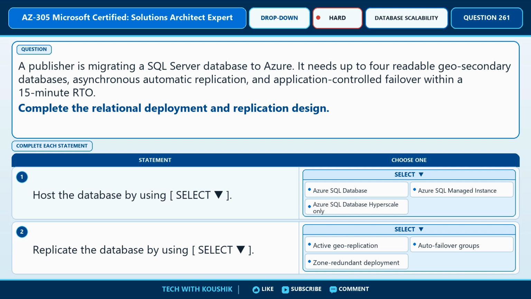The first statement reads, host the database by using the blank. Choose between Azure SQL Database, Azure SQL Managed Instance, or Azure SQL Database Hyperscale only. The second statement reads, replicate the database by using the blank. Choose between active geo-replication, auto failover groups, or zone redundant deployment.